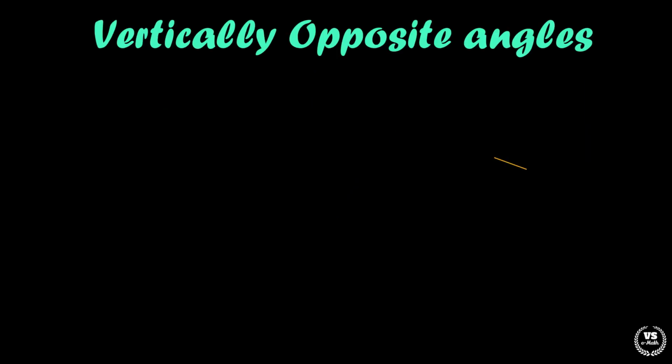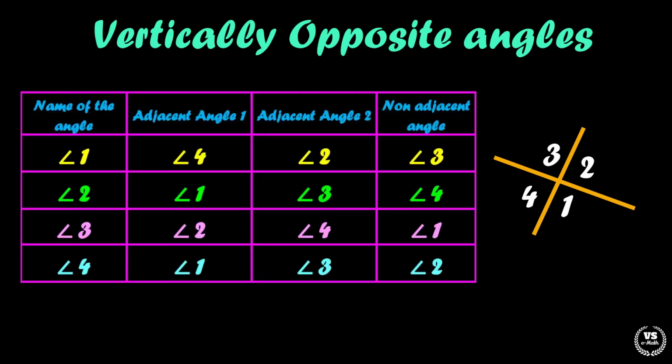Now, let's move on to vertically opposite angles. When two lines cross each other, four angles will be formed. For every angle, two angles will be adjacent to it and one will be non-adjacent. Look at this table. I have written the adjacent and non-adjacent angles for all the four.